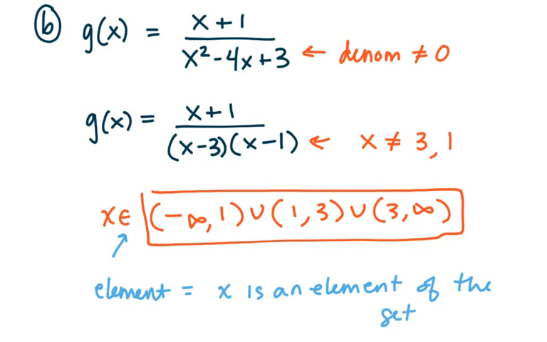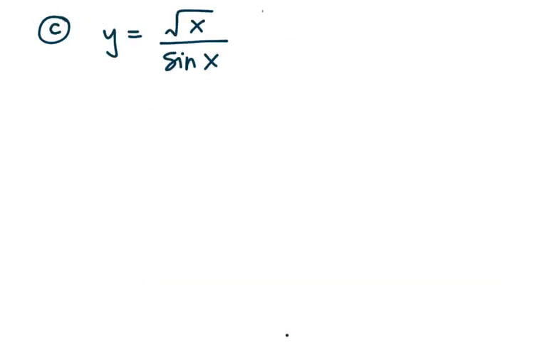Okay, let's do one more. This one will have trig in it. For this example, if we're trying to determine where the function is continuous, we're going to need to consider that we have an even root and a trig function. One thing we know is that the values under an even root need to be greater than or equal to 0. So this lets me know that x has to be greater than or equal to 0, because x is my expression under the radical.